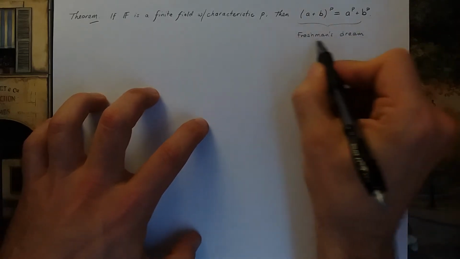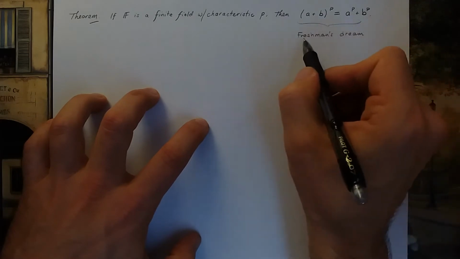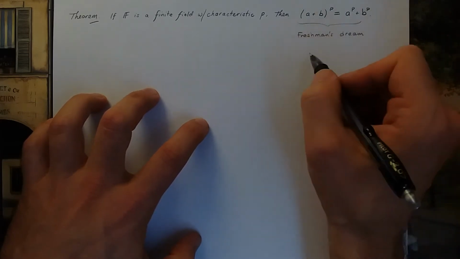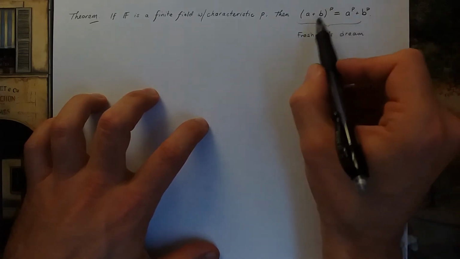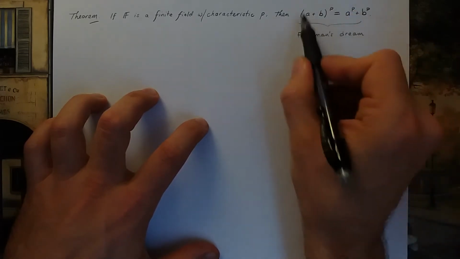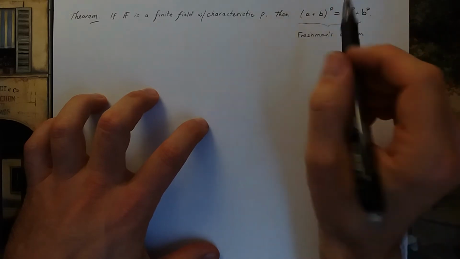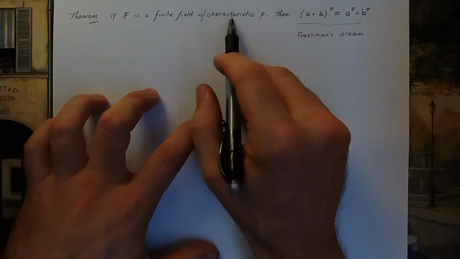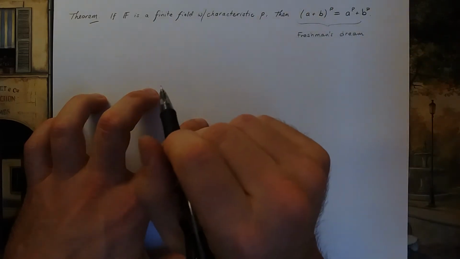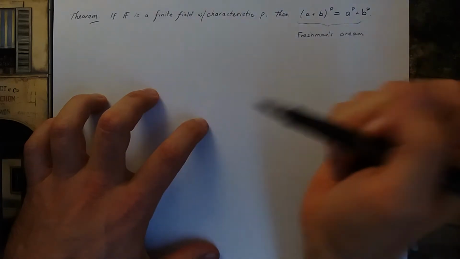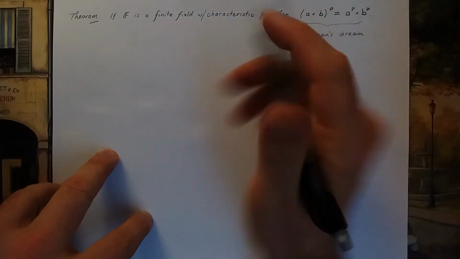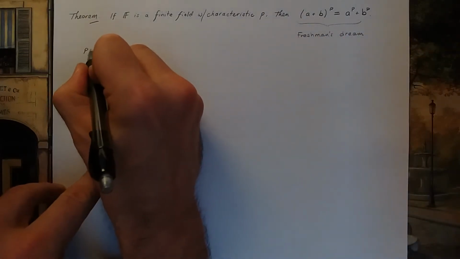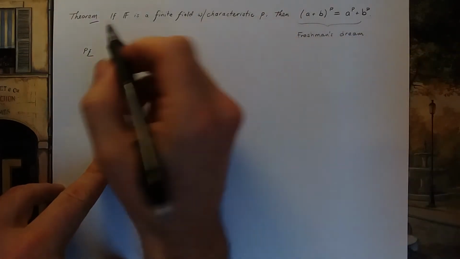It's called that because it's a mistake that a freshman might make in a mathematics class. So if I'm grading a calculus exam and my student makes this mistake, then I can only assume that my student is working over a finite field with characteristic p, and I grade the rest of their exam consistent with that fact. Okay, so here is a proof of the freshman's dream.